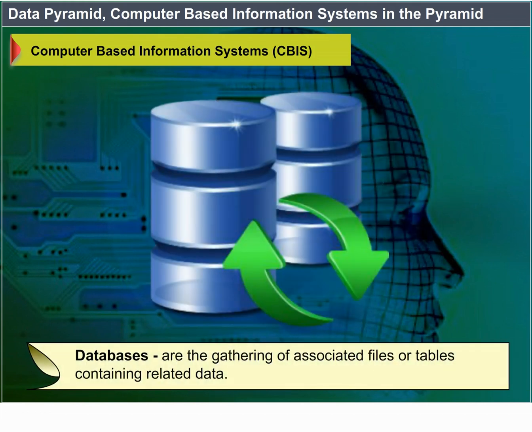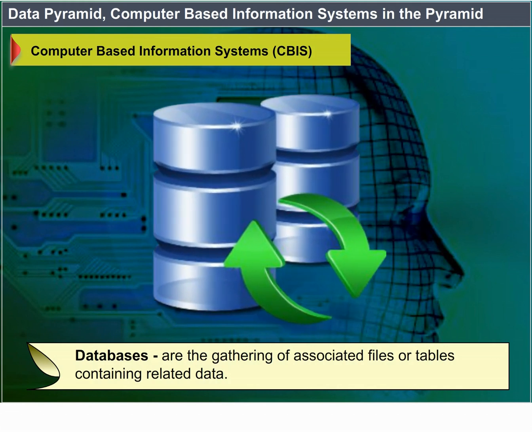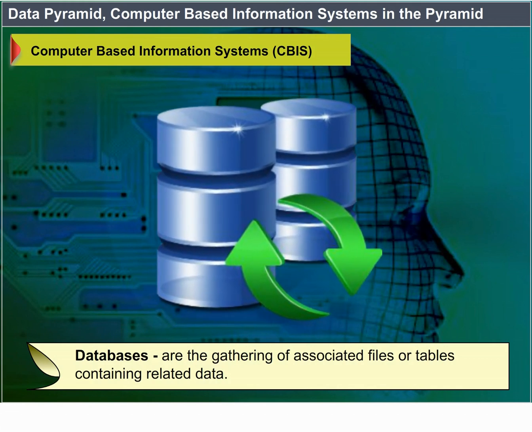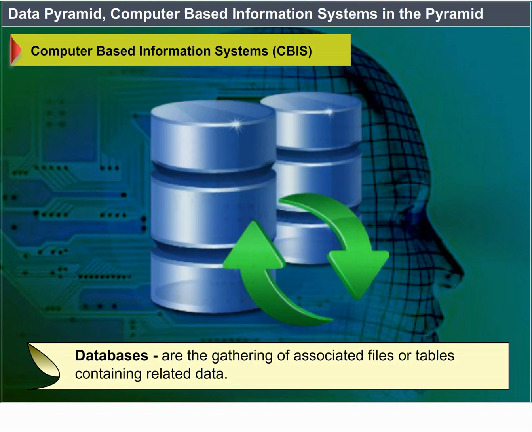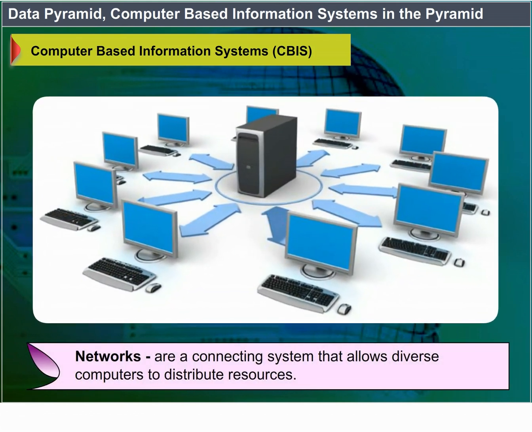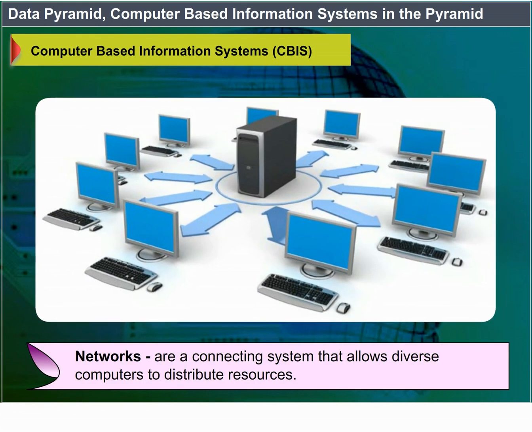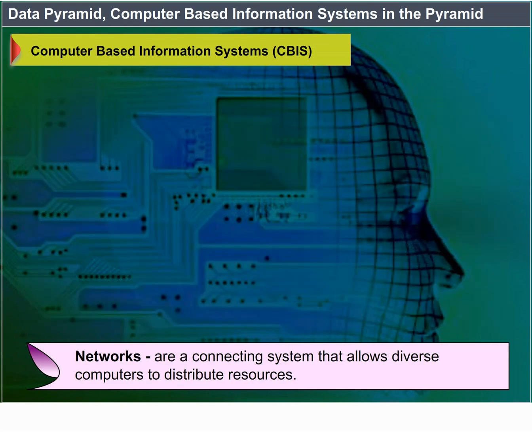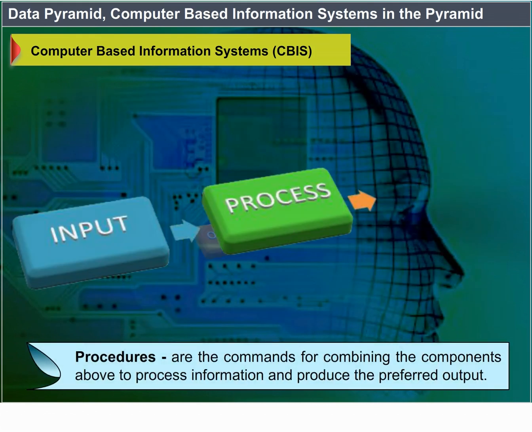Databases. Databases are collections of associated files or tables containing related data. Networks. Networks are connecting systems that allow diverse computers to distribute resources. Procedures. Procedures are the commands for combining the components above to process information and produce the preferred output.